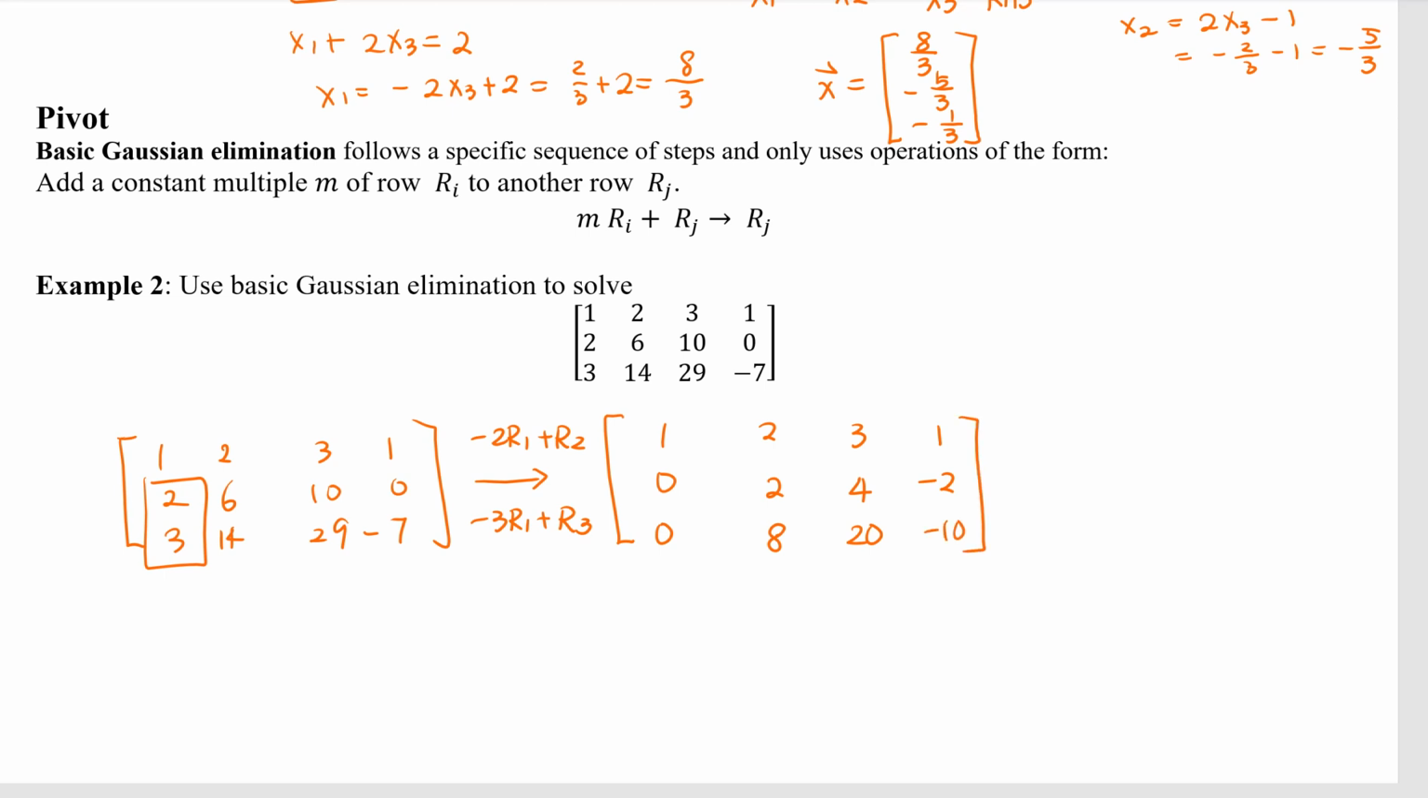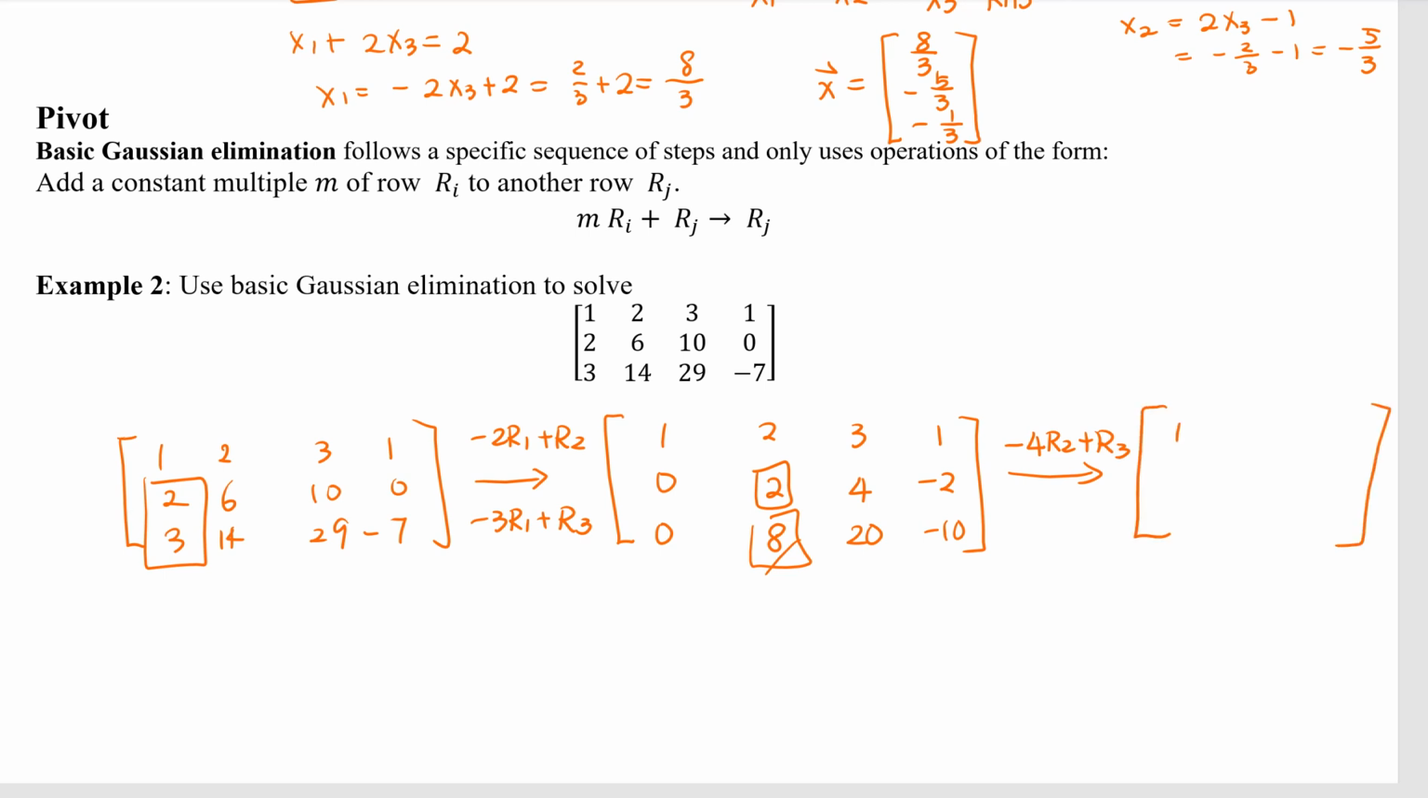Right? So remember, here we only add a constant multiple of one row to another. Here we don't multiply a row by a number or interchange two rows. Okay, so next, use this row to kill the entries below it. And we can use minus 4R2 added to R3.